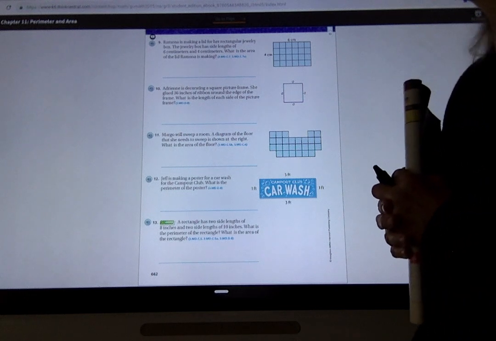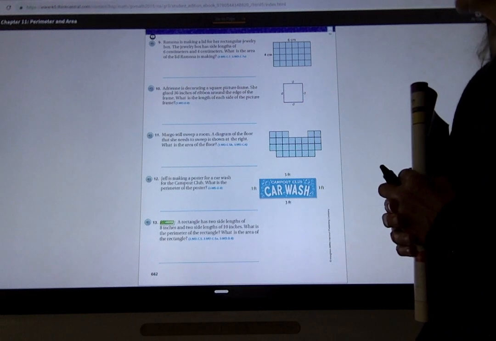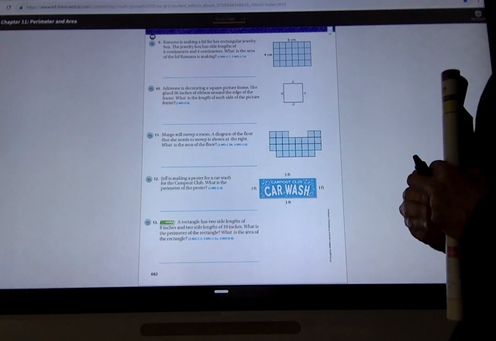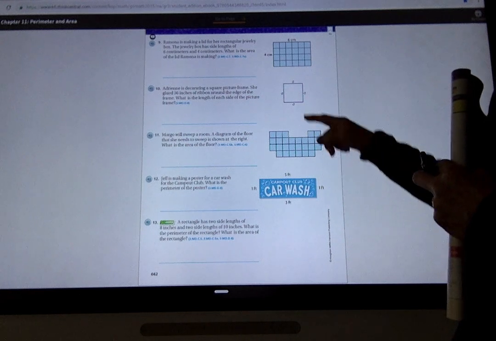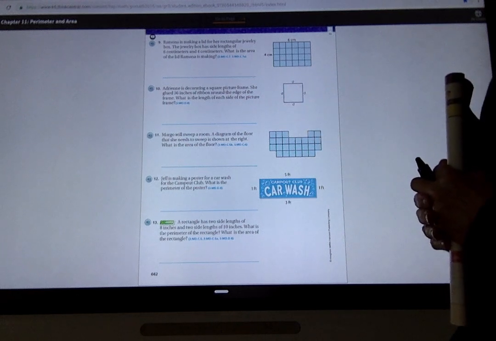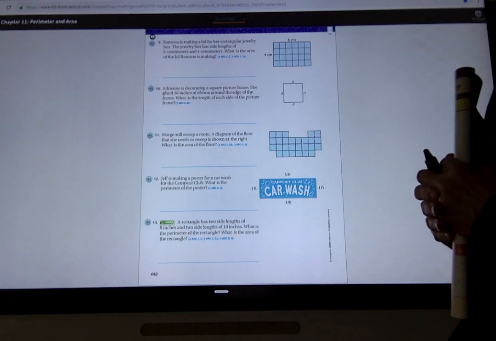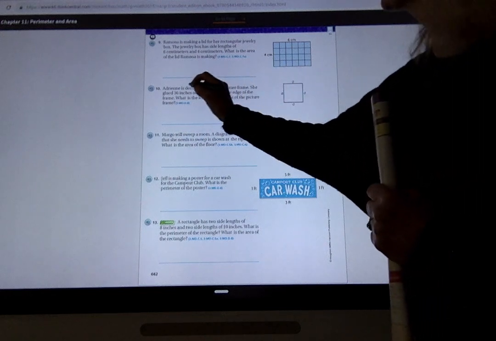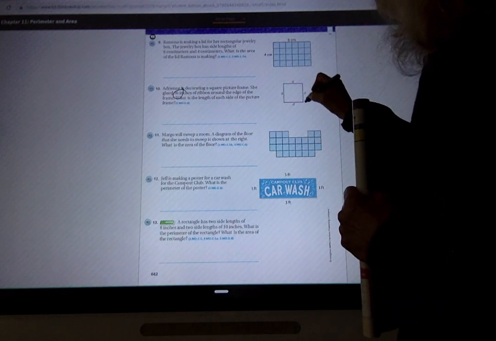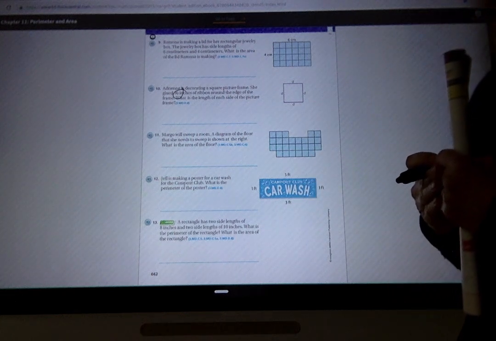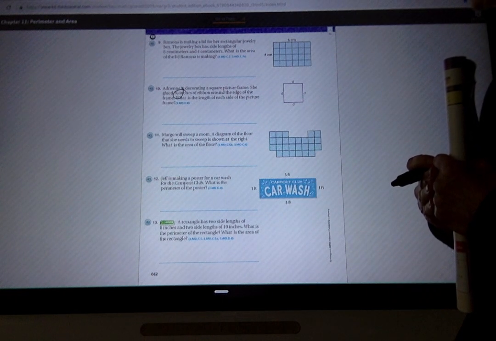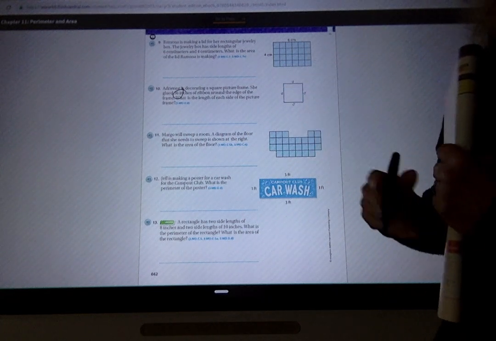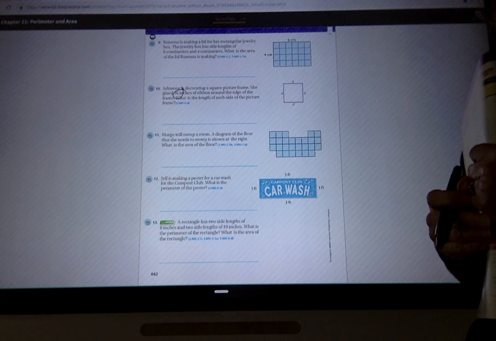Number 10, Adrian is decorating a square picture frame. Now we know squares have equal sides. She glued 36 inches of ribbon around the outside edge of the frame. What is the length of each side of the picture? Well, we already know that it's 36 inches all the way around. 36 inches. So we have 4 sides that we're going to divide that by. Okay.